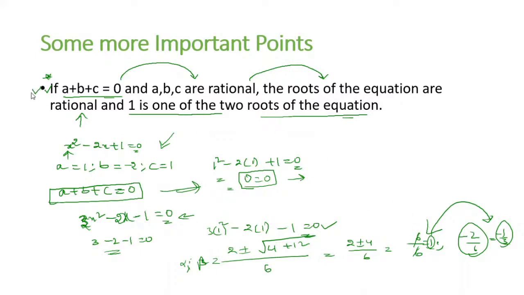So this is a very important concept. If a plus b plus c is equal to 0 and a, b, c are rational, then 1 will be one of the two roots of the equation.